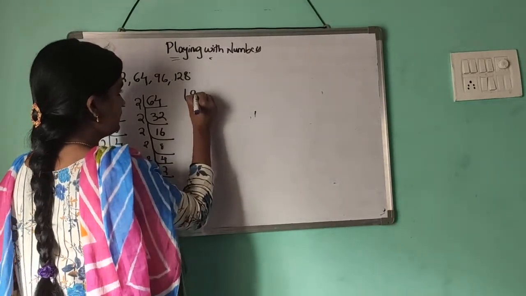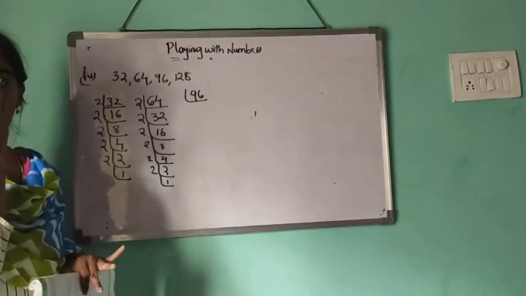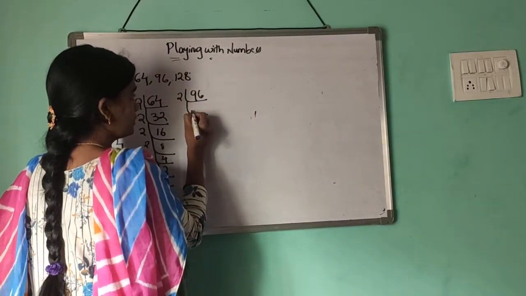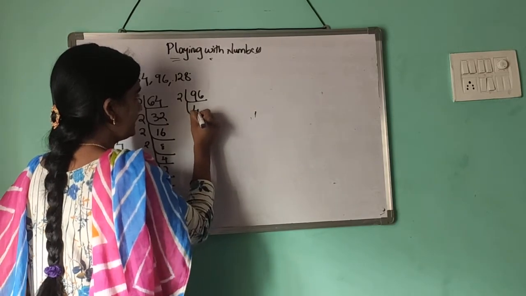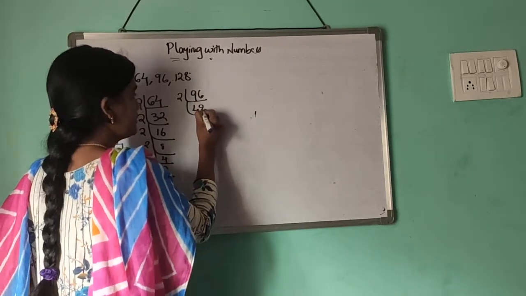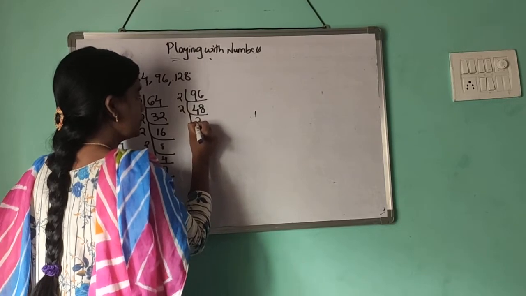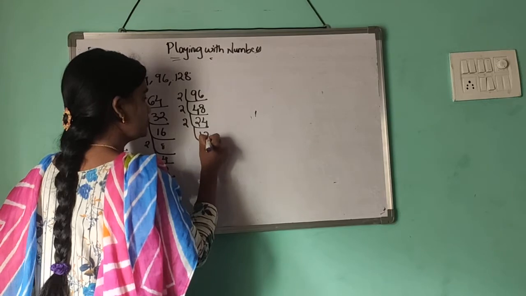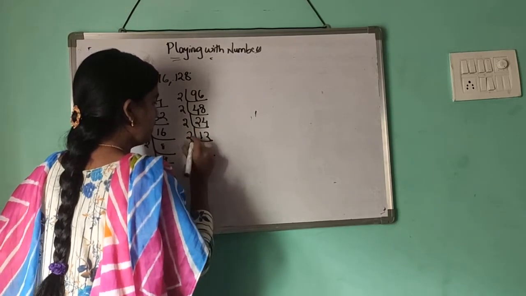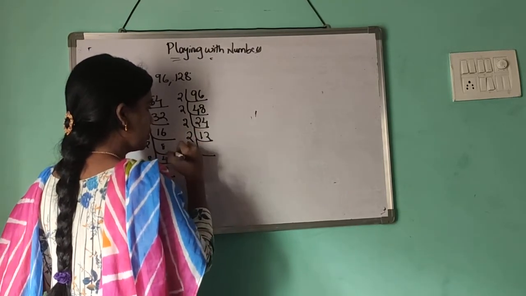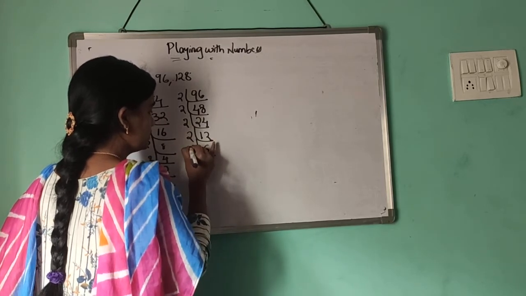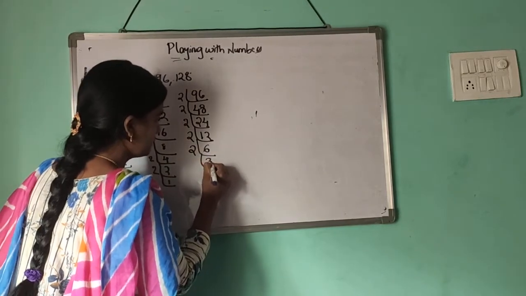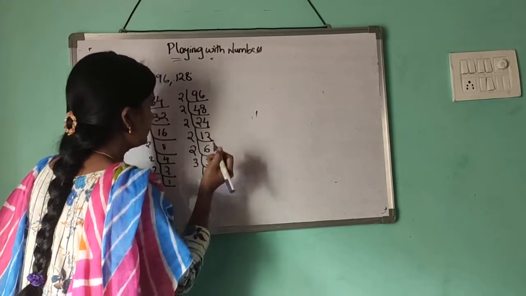So coming to 96. In this table we check the 2 table. 4 2s are 8, 1 is there, 16. 8 2s are 16, 2 2s are 4, 4 2s are 8, 1 2s are 2, 2 2s are 4. 12 means how many? 6 times. 2 3 3 is the 3, 1s are 3.